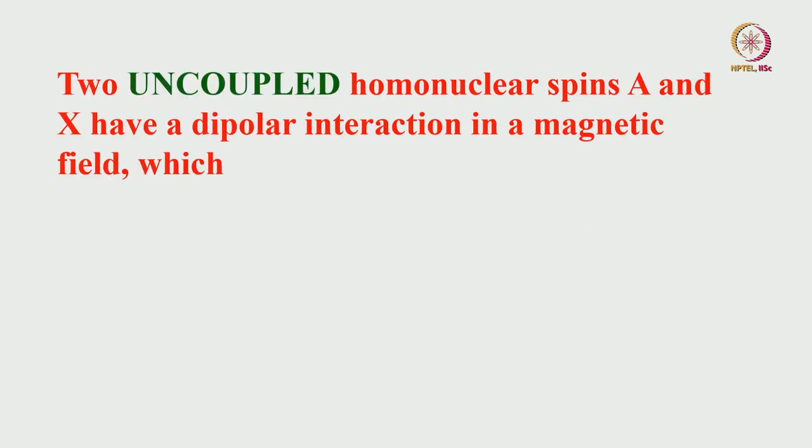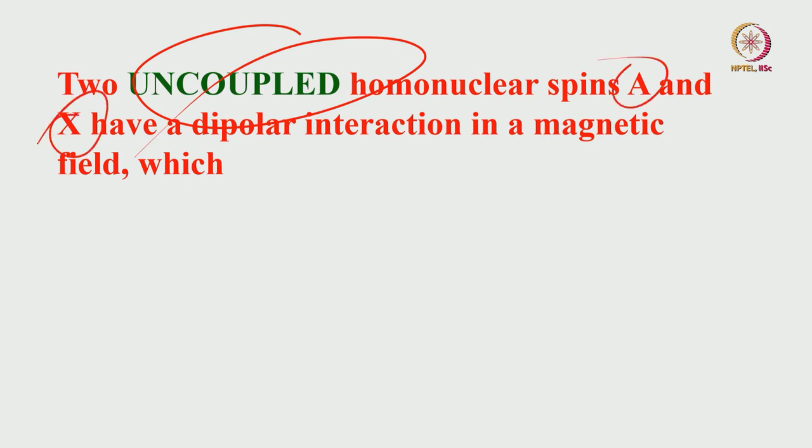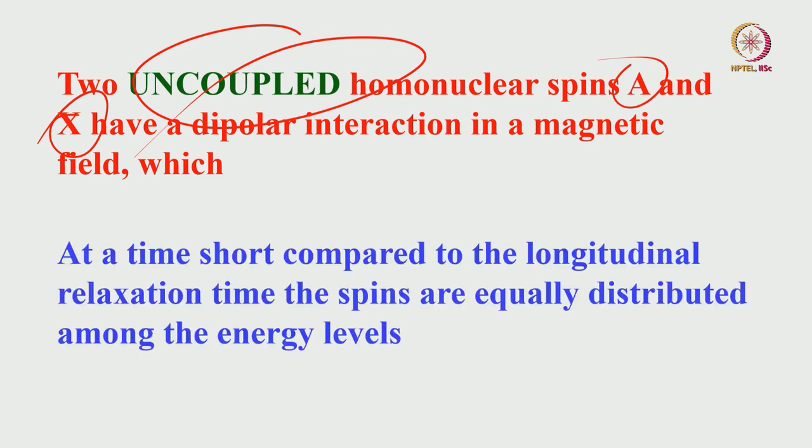To understand that, let us take two uncoupled homonuclear spins, A and X. Remember, I have highlighted uncoupled with capitals because that is the important concept. There is no need of a J coupling. I have taken a two spin system A and X, and I expect them to have a dipolar interaction in a magnetic field. Those are all the conditions: uncoupled homonuclear spins having a dipolar interaction.